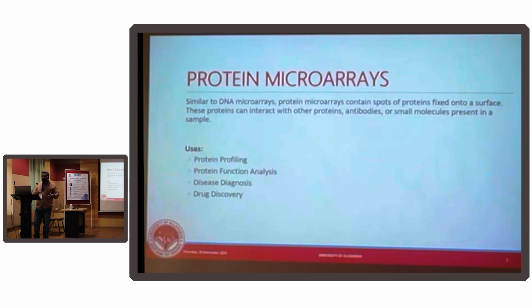You can do the reverse. You can print antibodies on a glass chip, and then you would see what are the antigens that are binding to it, and that can give you a protein profile. It can also give a functional analysis, and you can do a kind of a drug discovery approach. You can do all these things.